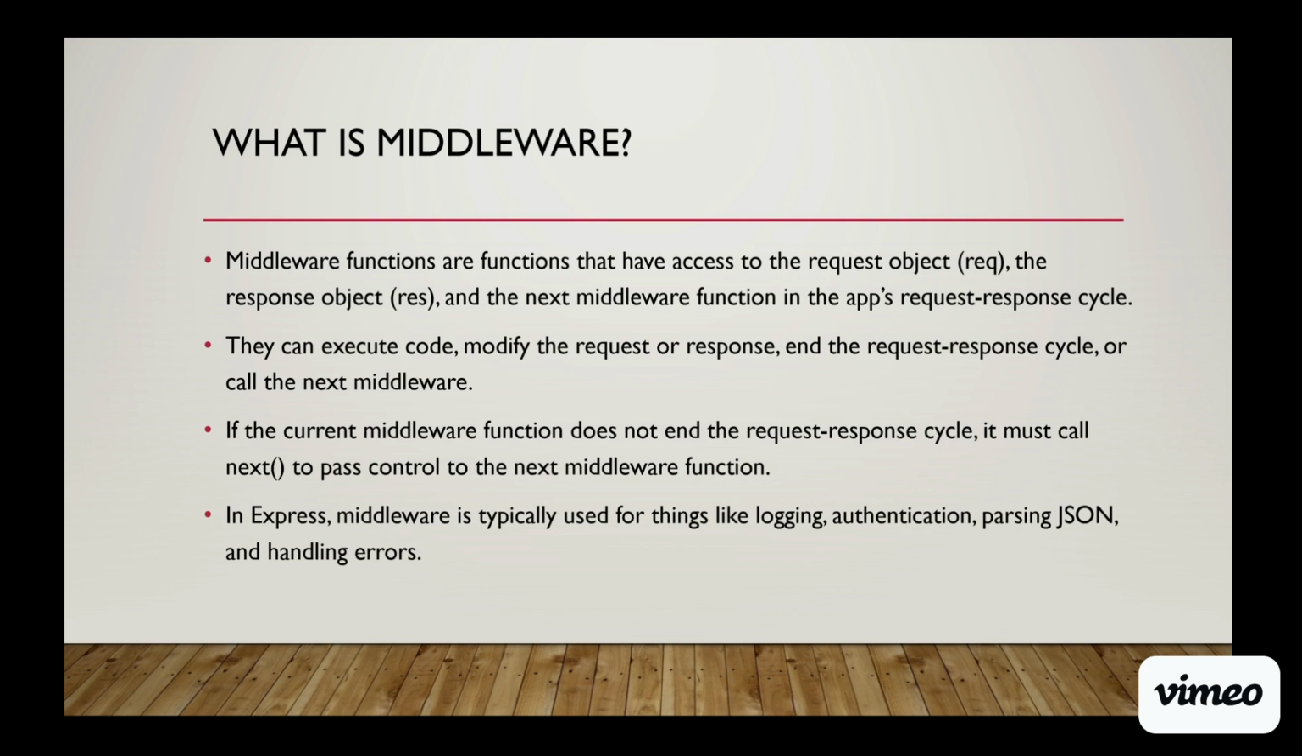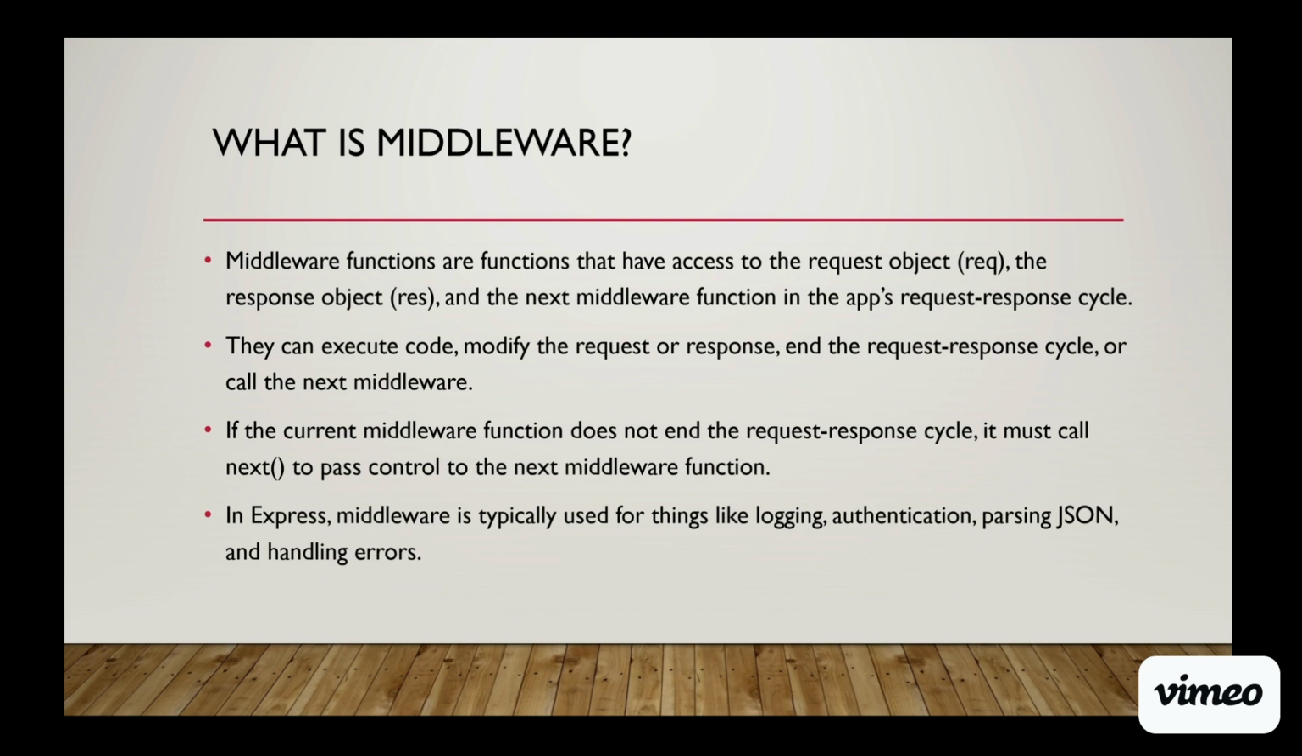So middleware can execute the code written in it and modify the request or even the response. It can end the request and response cycle or call the next middleware. Which means there could be multiple stages of changes, like a chain of reactions. It can either end the cycle by generating the response, or pass the control to the next middleware. If the current middleware function does not end the request and response cycle, it must call the next function in order to pass the control to the next one.